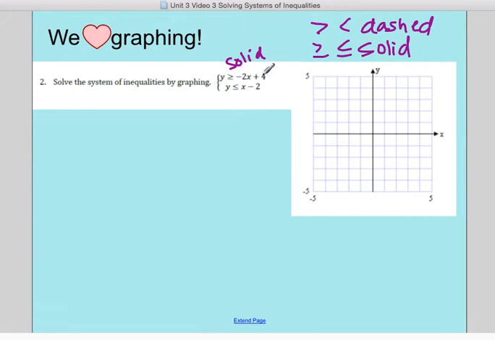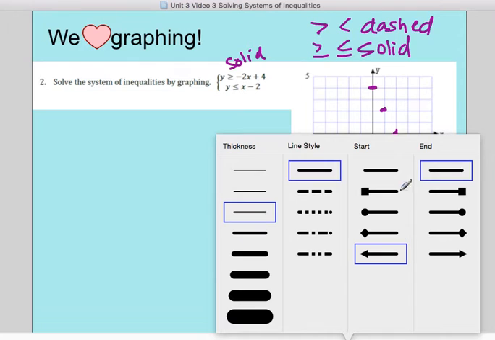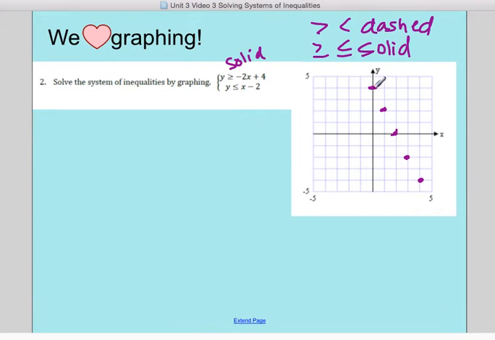So this one, I'm going to start with my y-intercept of 4. And then my slope is -2, so down 2 to the right 1. And like I've said before, I recommend doing it all the way across the graph. All right, so there's that one graph. Now I'm going to go ahead and graph the next one. I would have -2 and my slope is 1, so I'm going up 1 over 1. This one is also going to be a solid line because it's equal to.